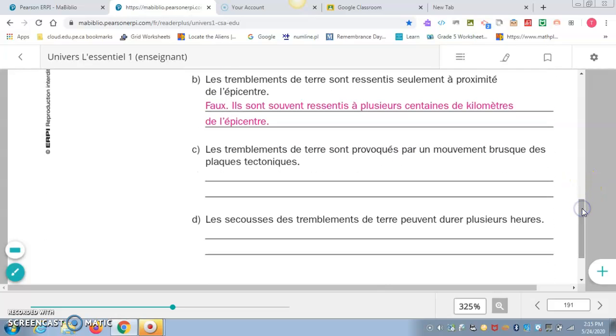Question C. Les tremblements de terre sont provoqués par un mouvement brusque des plaques tectoniques. So are earthquakes caused by this brisk movement of the tectonic plates? Oui, c'est vrai. Et la dernière question, D. Les secousses des tremblements de terre peuvent durer plusieurs heures. So this shaking, these earthquakes, can they last many, many hours? And we know that that is false. Okay? Les secousses durent quelques secondes ou quelques minutes. Okay? So they can be a few seconds long or a few minutes long, but they can't go hours and hours and hours.